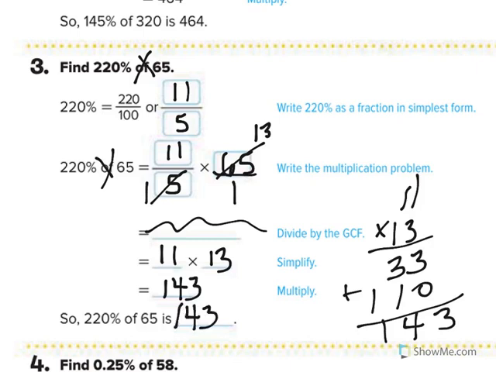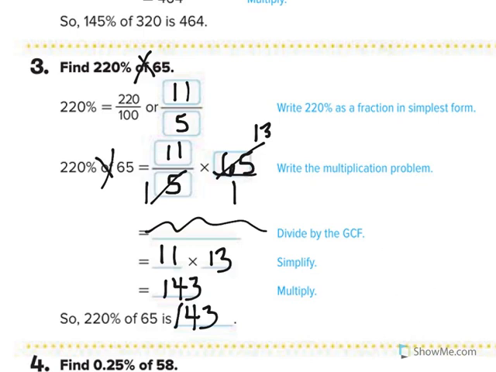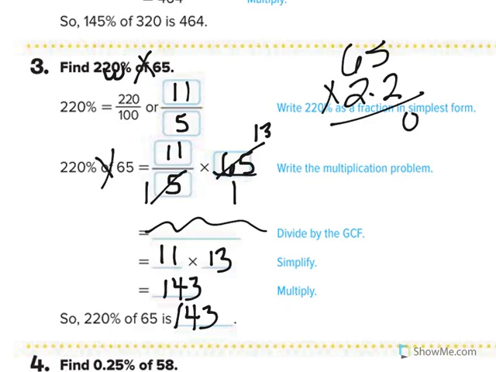Now, again, if you wanted to do this and not use fractions, if you'd rather use decimals, you could have done it that way as well. So if you move your decimal point 2 places to the left and get rid of your percent sign, you'd have 2.2 times 65.